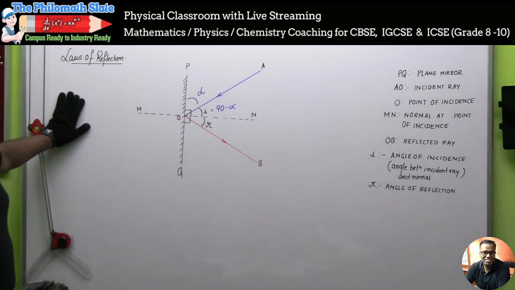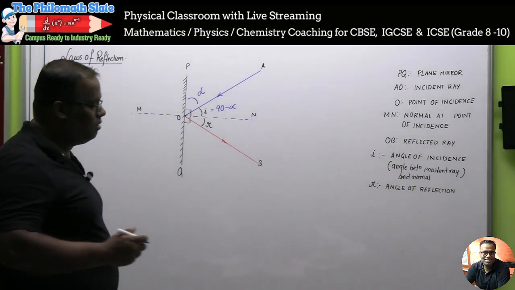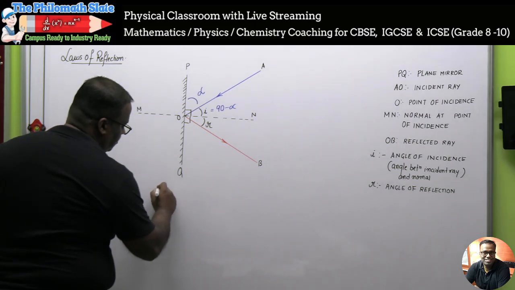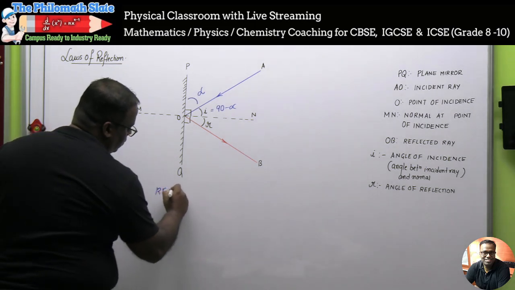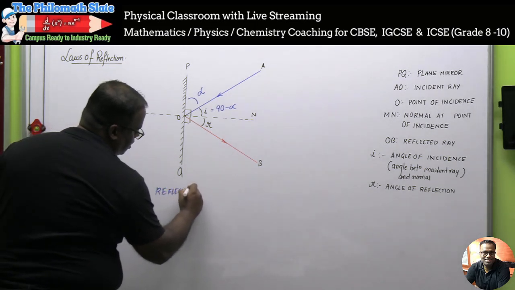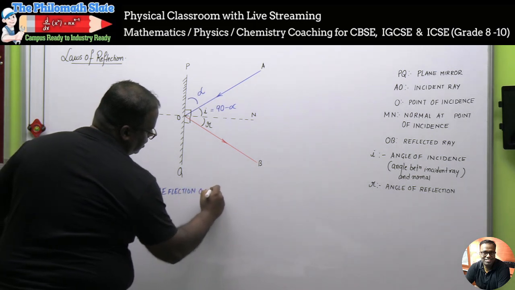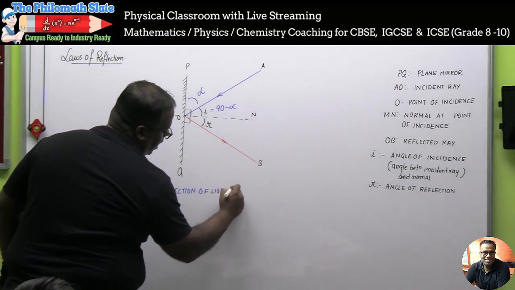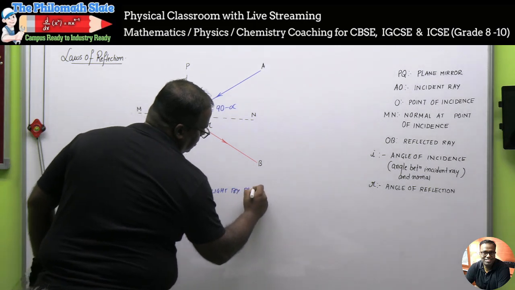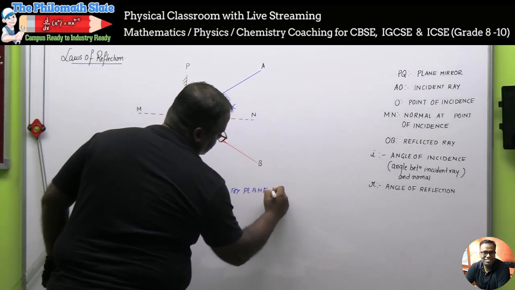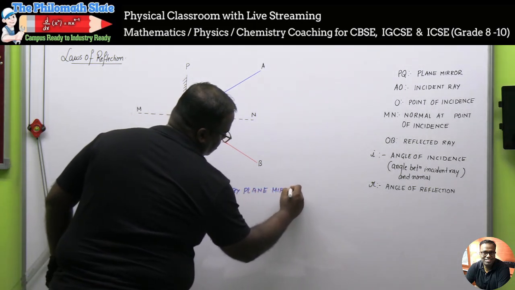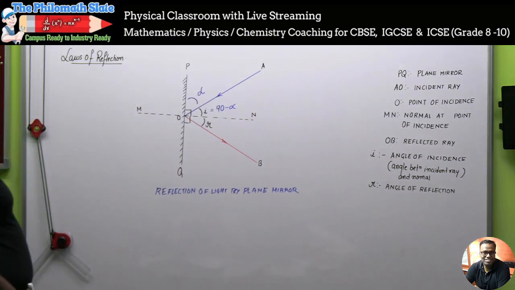So this is a schematic diagram of reflection. This diagram shows you reflection of light by plane mirror. Reflection of light by plane mirror. Okay?